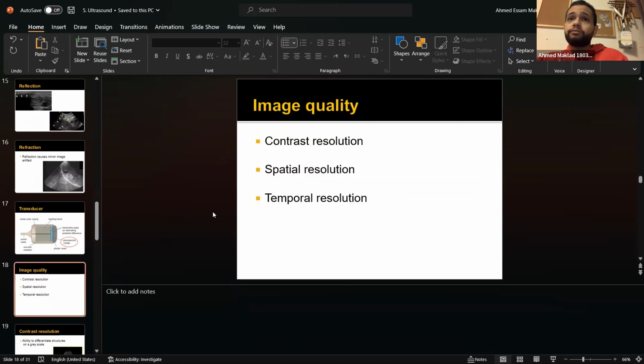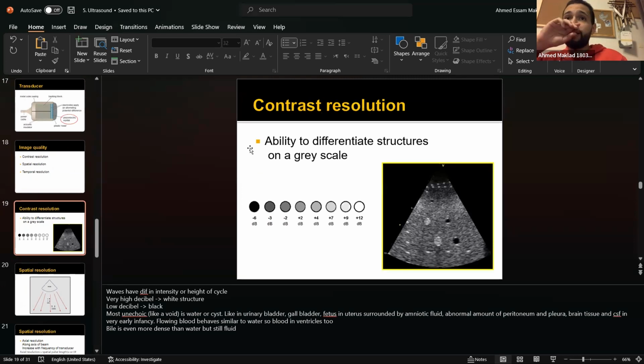Again, the transducer. Okay, so we have contrast resolution, spatial resolution, and temporal resolution. Again, now here, it's basically the same thing, right? But there are some things that I need you guys to focus on, right? And by the way, here we measure it by decibels, right? So the attenuation measurement unit is decibels. If you guys remember in CT, it was Hounsfield units. Here it's decibels. Okay.